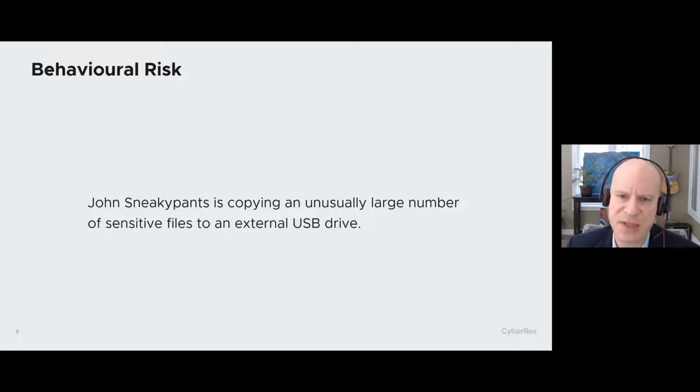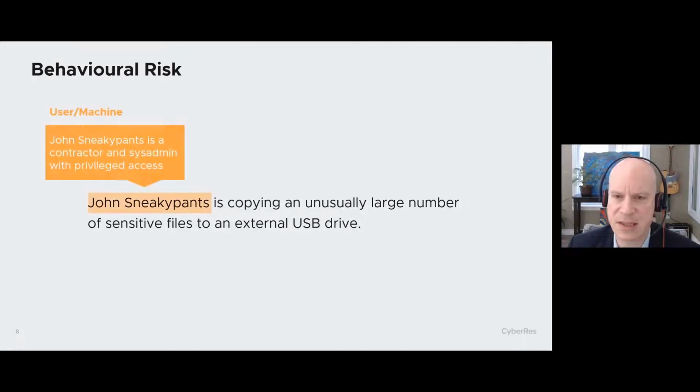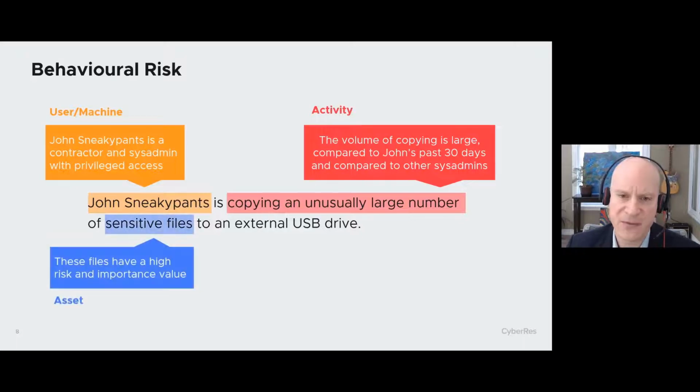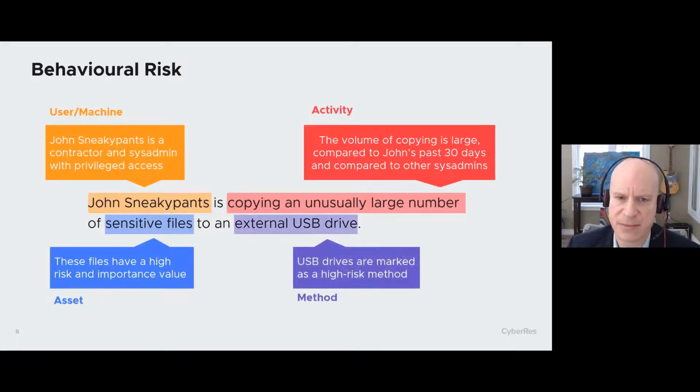ArcSight Intelligence surfaces instances of unusual behaviors, or anomaly alerts. These alerts identify the entity involved, in this case the user John, the activity, for example, copying an unusually large amount of data compared with other sysadmins, the relevant asset, for example, sensitive files, and a method, if applicable, using a USB drive, for instance. These anomaly instances are scored for risk and affect the risk score assigned to each entity.